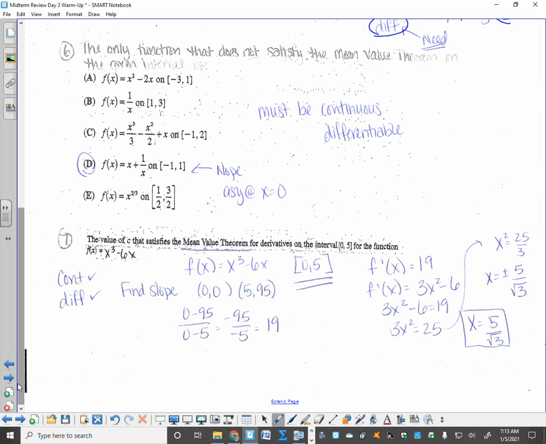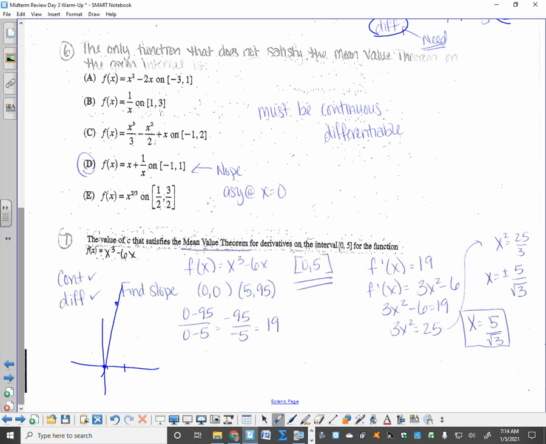So now I have the 2 points, like the 2 endpoints, the one at 0 and the one at 5. So now I'm going to find the slope through those 2 points. y minus y over x minus x, and that gives me a 19, which is a very steep slope. That's the slope that I want to be parallel to. So I want to find the place on the curve. So we're at 0, 0, and then at 5, 95.